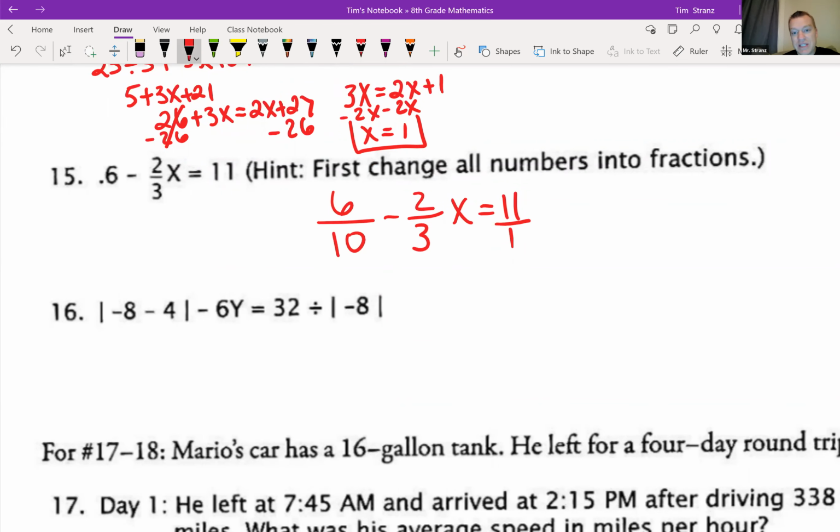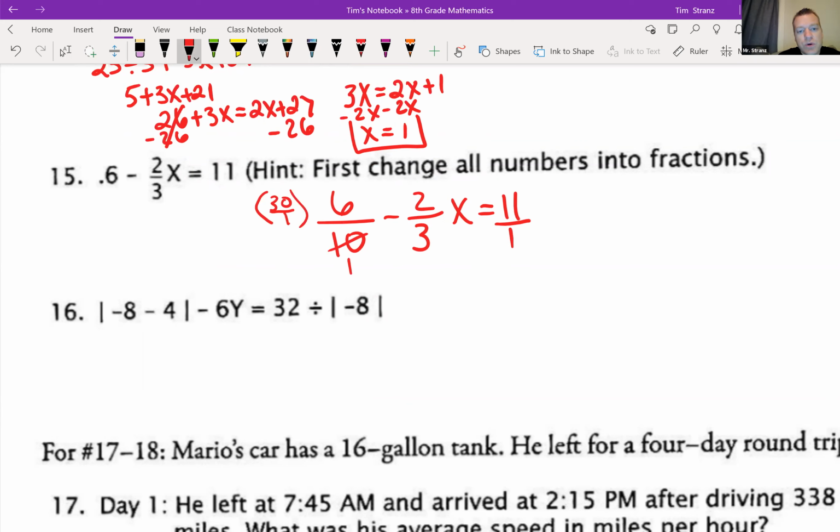Okay, first thing I'm going to do is actually get rid of the fractions now, because I don't like those. So I'm going to multiply each number by the lowest common multiple of 10, 3, and 1, which is going to be 30. Okay, so I'm going to multiply each term by 30.